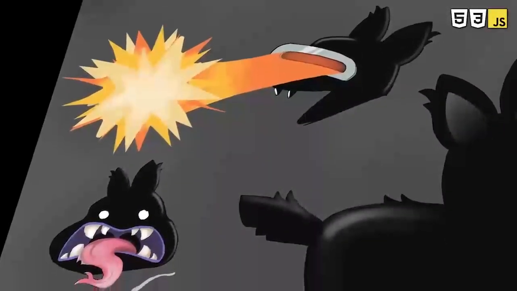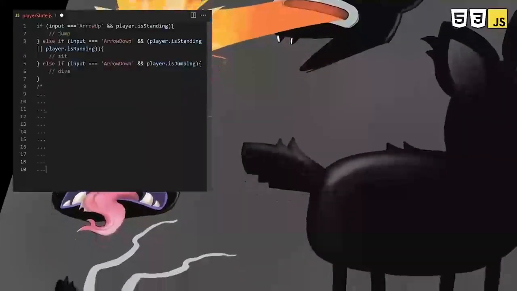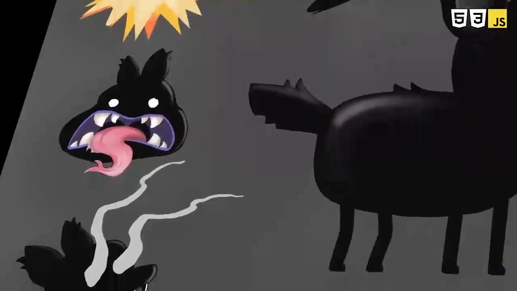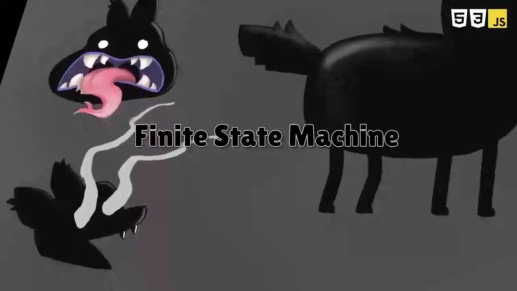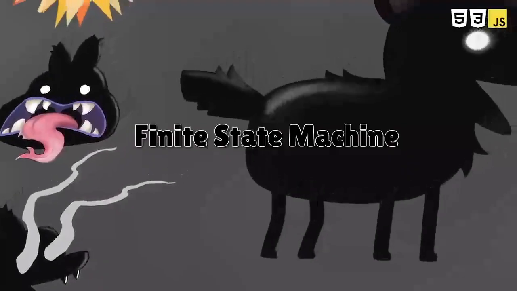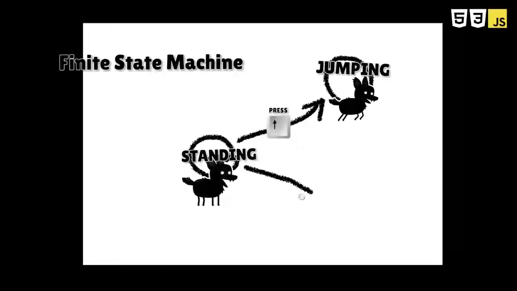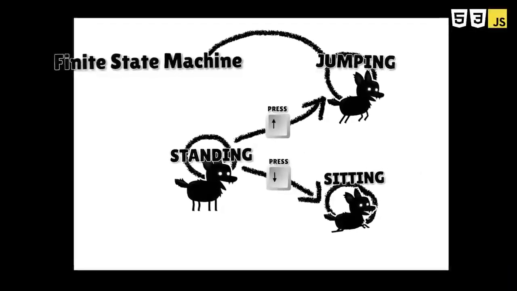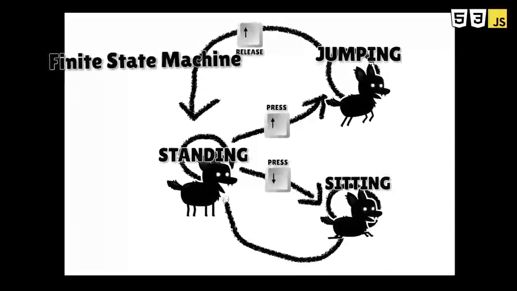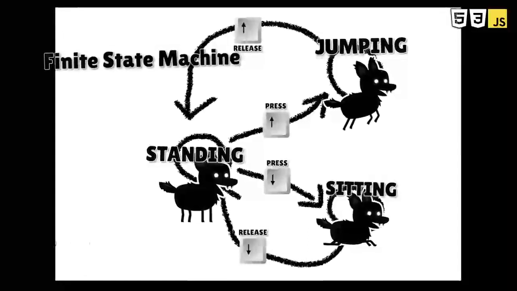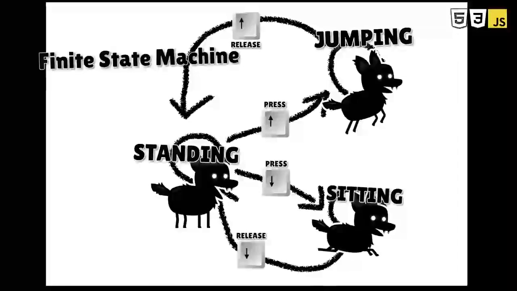What if instead of this complicated spaghetti code if-else statement, we model our code structure based on finite state machine? We want to have a limited set of states player object can be in, such as standing, jumping or sitting. Player object can only be in one of those states at a time, and for each state, it will only react to a limited set of inputs we define.